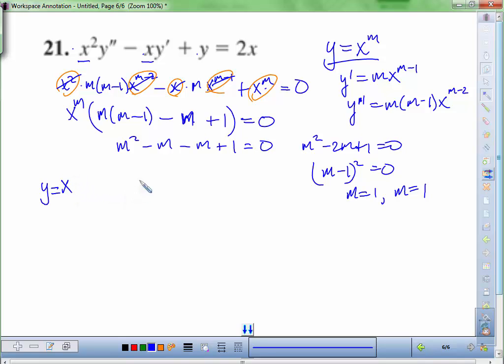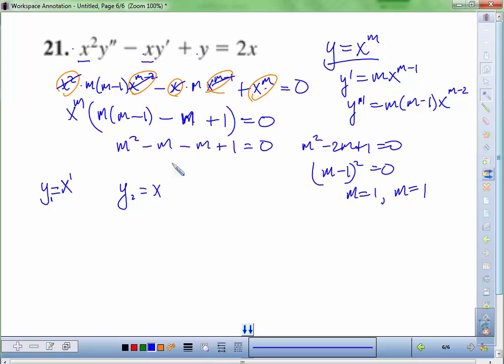So this has multiplicity two. Now, our solution is m equal to 1. So our first solution is x to the first power. Our second solution would be, now before we had e to the something and then we just multiplied it by x and it turned out okay.